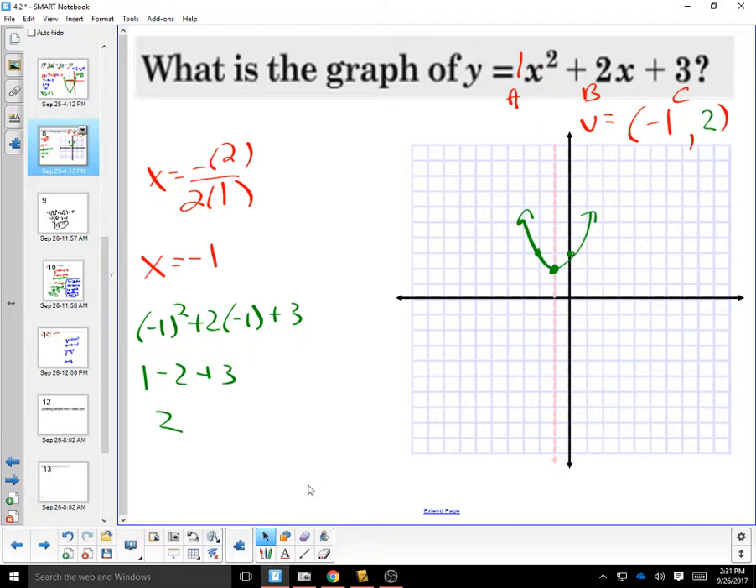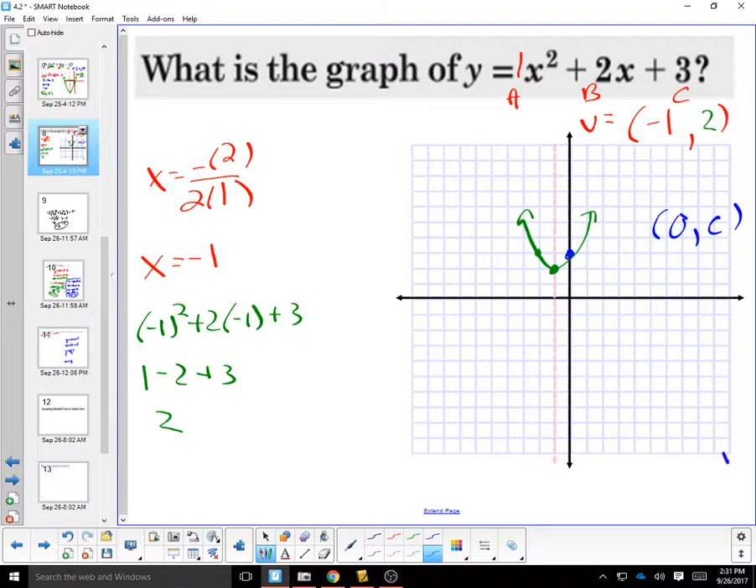How did I get it to go up to here? Do you remember how I got the y-intercept? No. Well, I said I did. Y-intercept is at (0, c) for a quadratic, always. So which one is c? 3. So I went 0, 1, 2, 3.